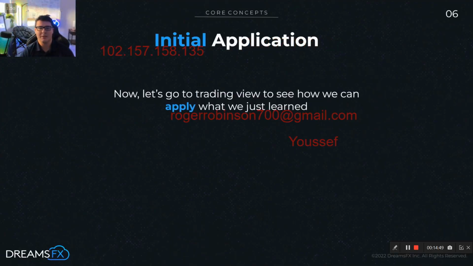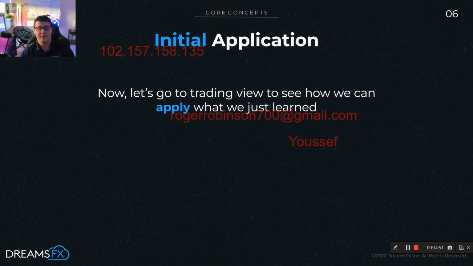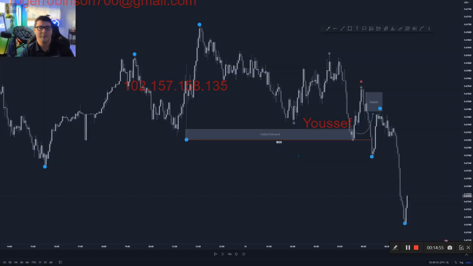Now let's go into the initial application. So now we're going to head to TradingView and see how we can apply exactly what we just learned in the very and most efficient way.